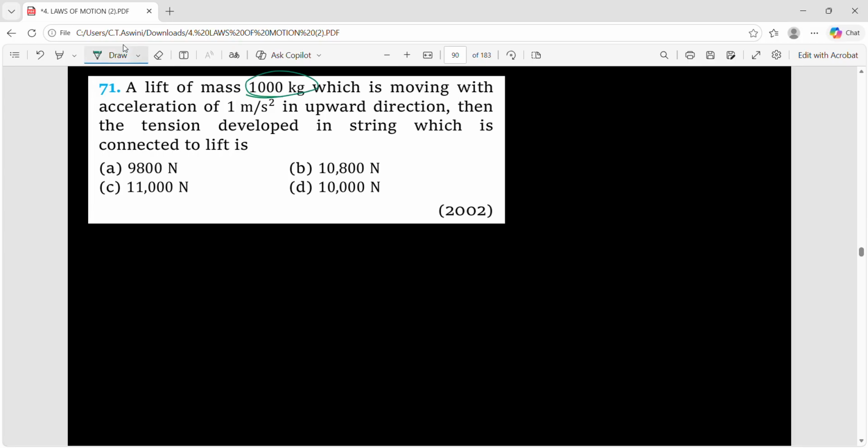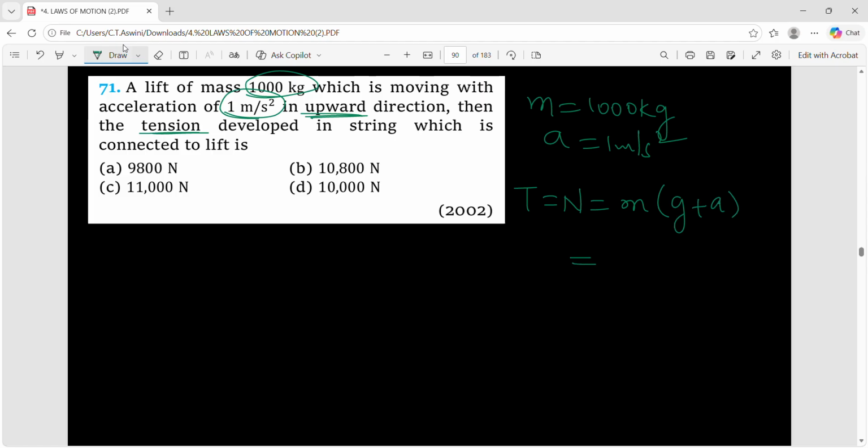We'll see another question. A lift of mass 1000 kg is moving with an acceleration of 1 in the upward direction. So mass is how much? 1000 kg. Acceleration of the lift is 1 meter per second square and it is moving upward. The tension developed in the string: so tension is nothing but the normal reaction only. The lift is moving upward, so what will it be? It will be m of g plus a. Mg plus ma, or you take m common, that is also fine. So 1000, g is 10, a is 1. So 11 into 1000, this is 11,000 newtons. Option C.